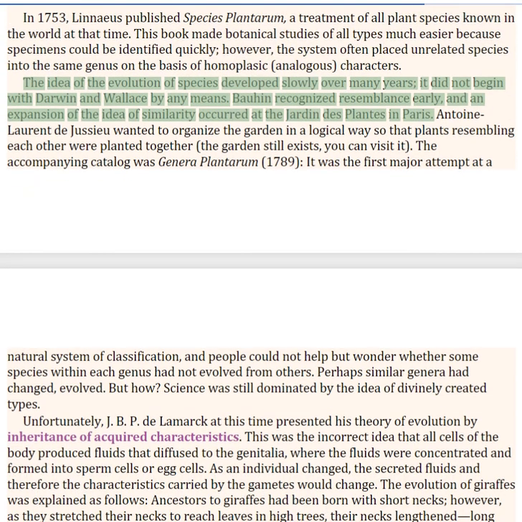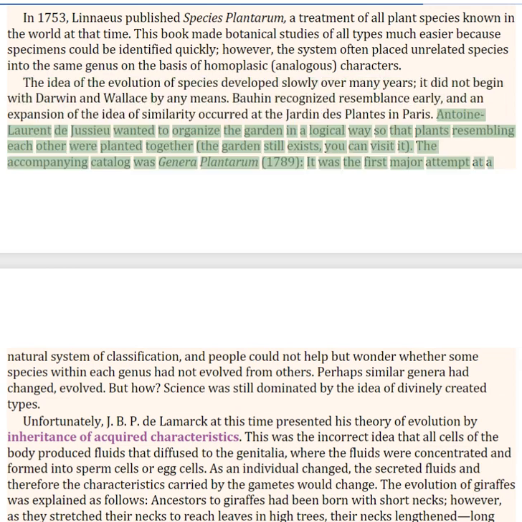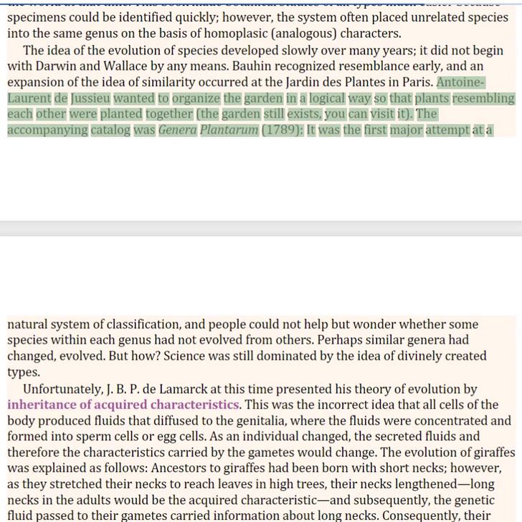The idea of the evolution of species developed slowly over many years. It did not begin with Darwin and Wallace by any means. Bauhin recognized resemblance early, and an expansion of the idea of similarity occurred at the Jardin des Plantes in Paris. Antoine Morin de Jussieu wanted to organize the garden in a logical way so that plants resembling each other were planted together. The accompanying catalogue was Genera Plantarum.